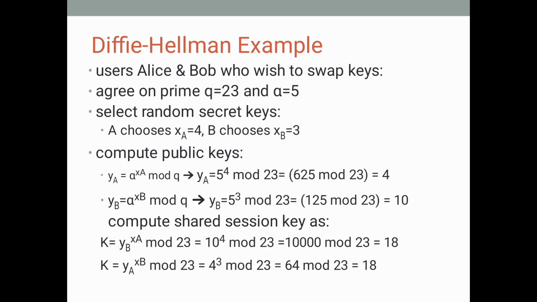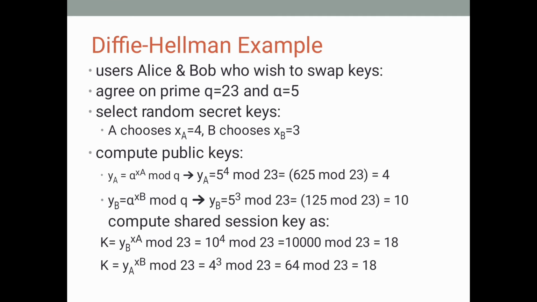So 10 power 4 mod 23, which is equal to 18, and at the destination side we can also calculate the k value by using the formula ya power xb mod q. We know the value of ya, which is the public key of user A. So we can substitute and the equation becomes 4 power 3 mod 23, which is equal to 64 mod 23, and again which becomes 18.